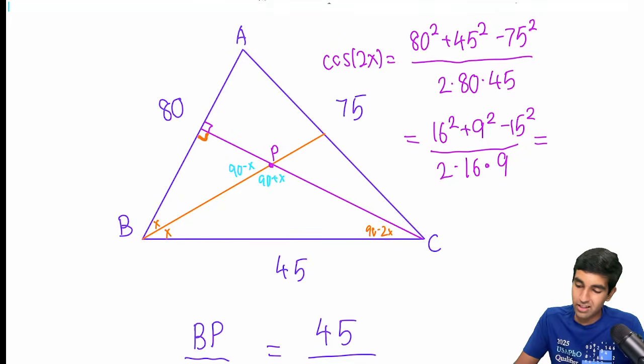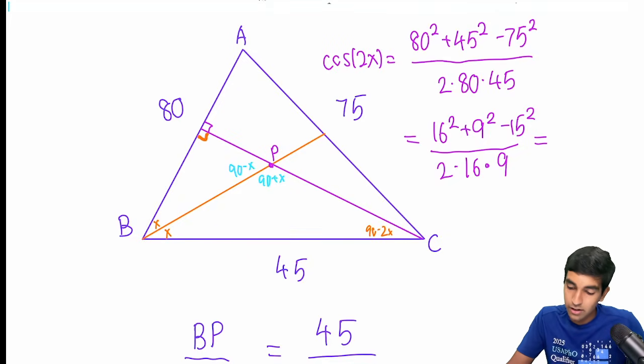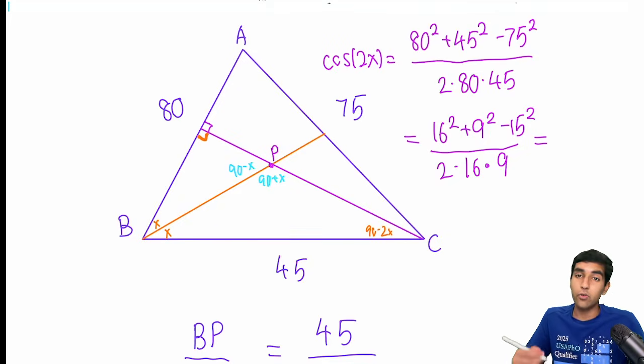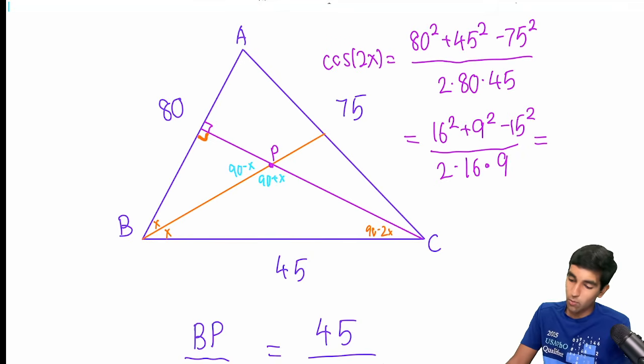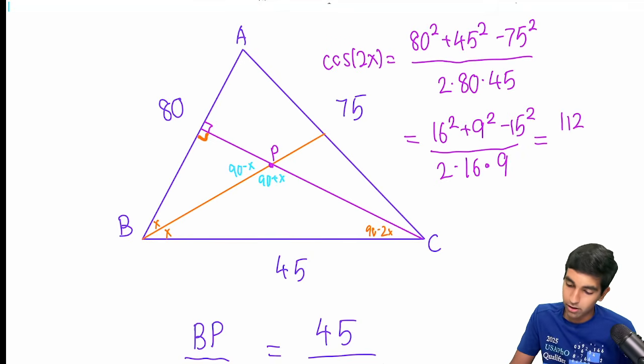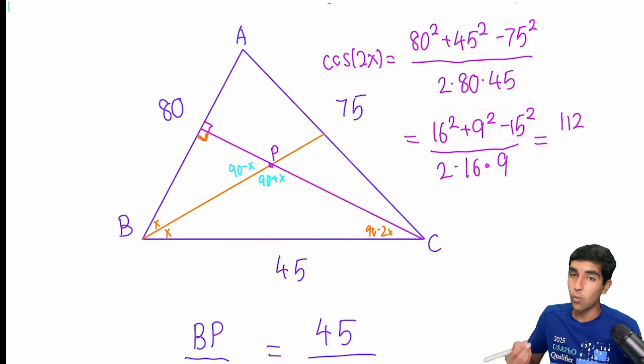And then here, the easiest way is just to evaluate it. 256 plus 81 minus 225. That's going to be 31 plus 81, right? And then that's 112, right? Because 256 minus this is 31, and then plus 81, that's 112.